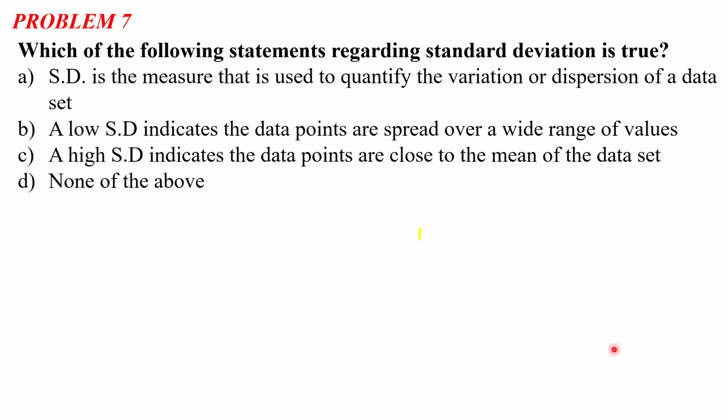Which of the following statements regarding standard deviation is true? Number A, standard deviation is a measure that is used to quantify the variation or dispersion of a data set. Number B, a low standard deviation indicates that the data points are spread over a wide range of values. Number C, a high standard deviation indicates that the data points are close to the mean of the data set. And number D, none of the above.